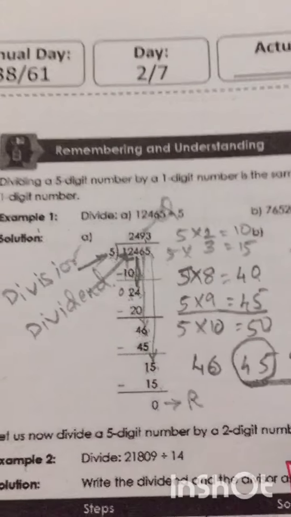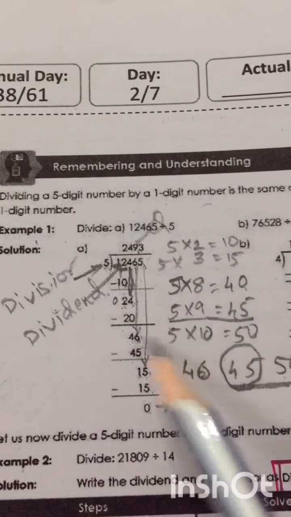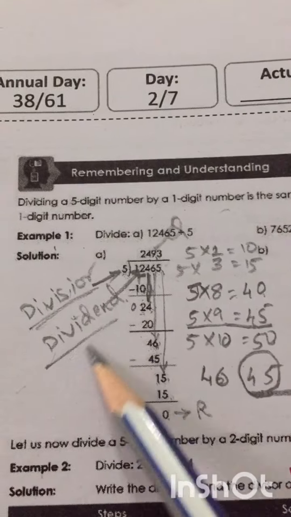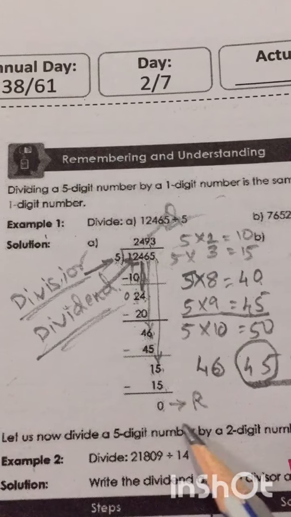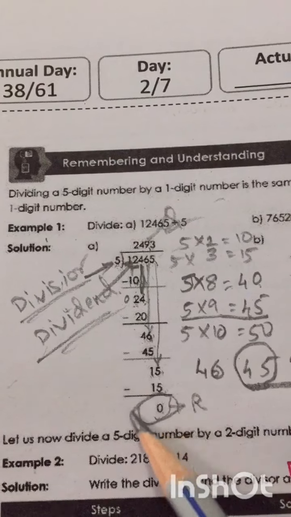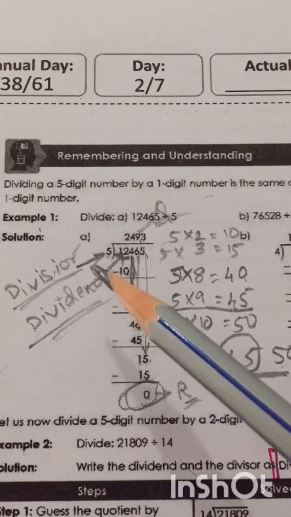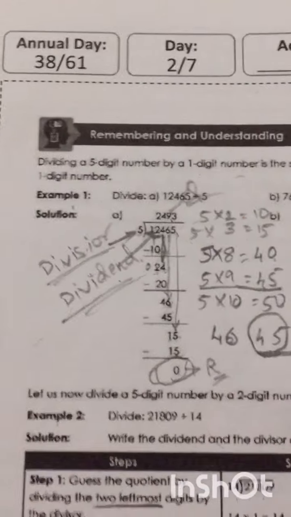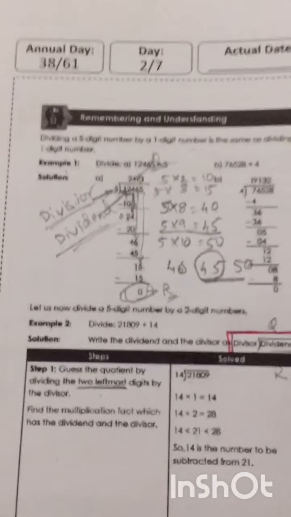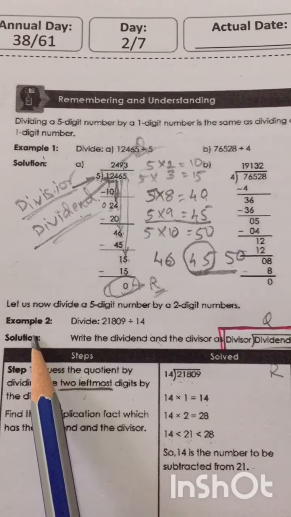Okay, so these terms you should remember what they represent. They are divisor, dividend, remainder and quotient. So now let us go to example 2.